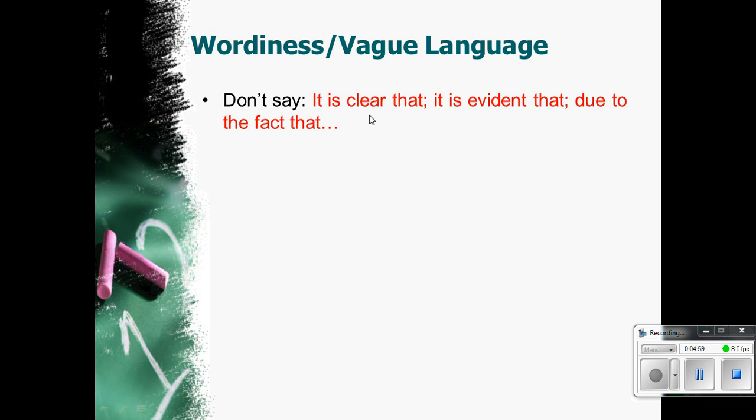Basically, from your paper, get them out of the way. Instead of saying, it is clear that, say clearly. It is evident that, clearly. Due to the fact that, instead of saying that, you can say because. Just cut out all that extra verbiage and writing that doesn't really get us anywhere.